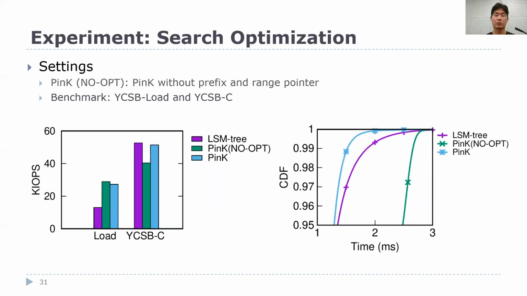To evaluate the effect of search optimization, we compare PinK and unoptimized PinK against the LSM-tree. YCSB-Load and C are used for this evaluation. In YCSB-Load, PinK shows slightly lower throughput than unoptimized PinK due to the overhead of creating prefix and range pointers. However, in YCSB-C, the read workload, PinK shows a lot of improvement over the unoptimized one. LSM-tree can skip binary searches using Bloom filters, and thus it shows slightly better throughput than PinK. However, Bloom filters cannot bound the tail latency, so PinK has better latency characteristics.